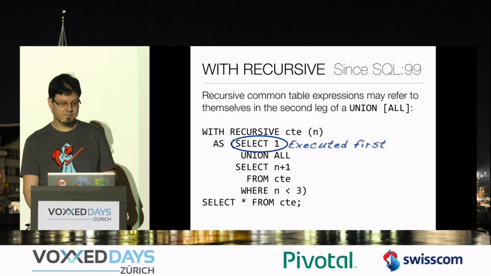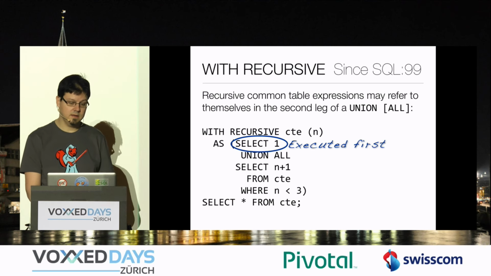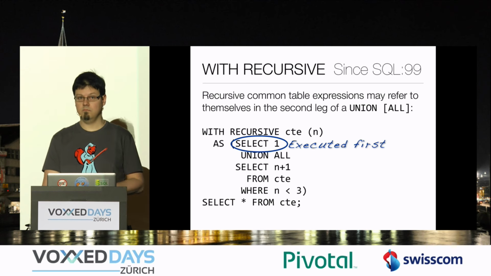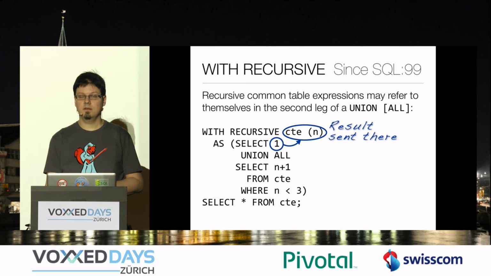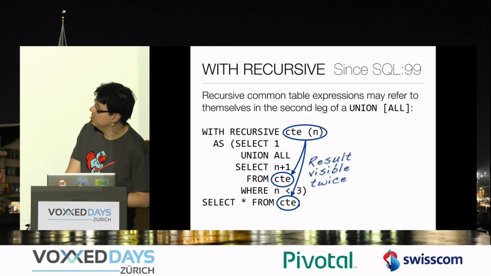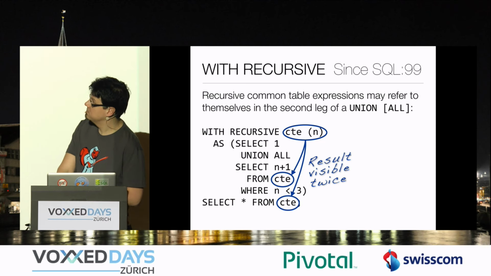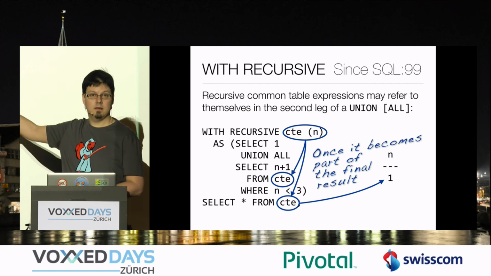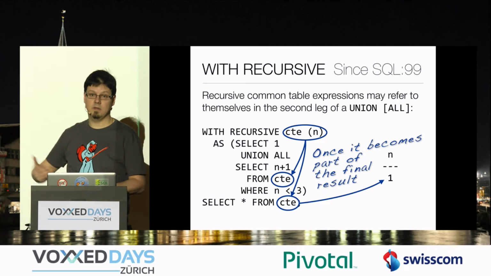There's the column list. And if you have WITH RECURSIVE, you need to have a UNION or UNION ALL inside this query you're defining. The first leg of this union is called the initializer, and it's executed first. In that example, it's just giving you one row with one column, with the content 1. And this 1 is then sent to this common table expression and becomes visible everywhere this common table expression is referred to. So it becomes visible twice there. In the main query, it just becomes part of the final result, because that's the main query. It just returns the data to the client.